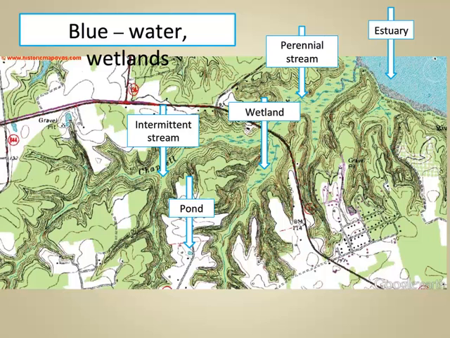Blue information, of course, is water. You can see a variety of water features there, as you have on this map, such as the estuaries, both perennial and intermittent streams with different styles of colors. The wetlands have the little grassy symbol, and of course ponds are little irregular round blobs.